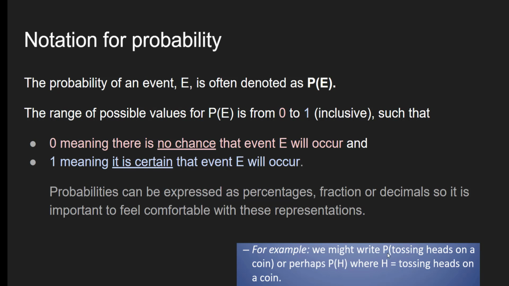I might have a statement where I use a sentence fragment. So here you might see probability of tossing heads on a coin, or I might abbreviate that. So where H is equal to that event, P of H represents the exact same probability. So probability, we usually use this uppercase P, probability of an event. This is our first notation.